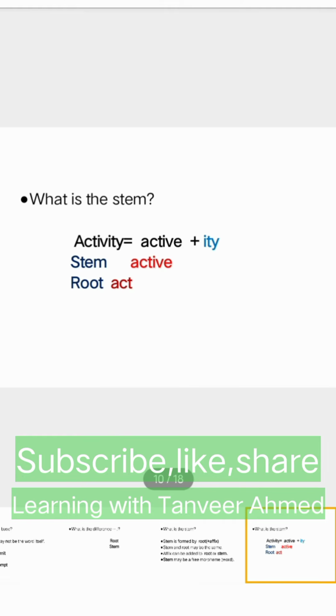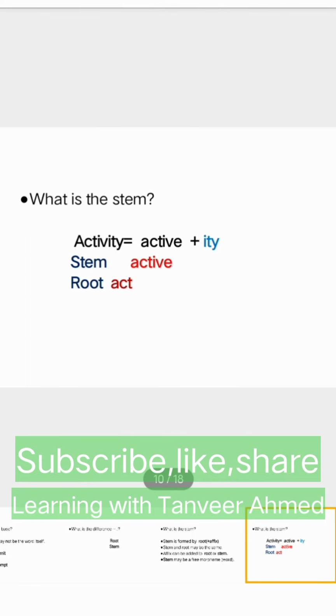Now look at the example. This will make you understand more. Activity. The word "activity" is the combination of "active" plus "ity". So the stem here is "active" and suffix is "ity", but "active" can be further divided into "act". So in "activity", "active" is behaving like stem, and in "active", "act" is the root which can't be further divided.